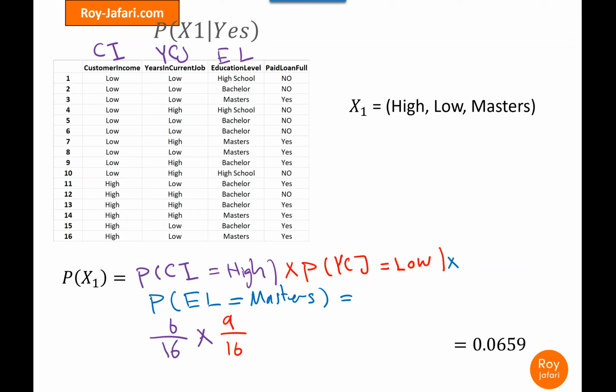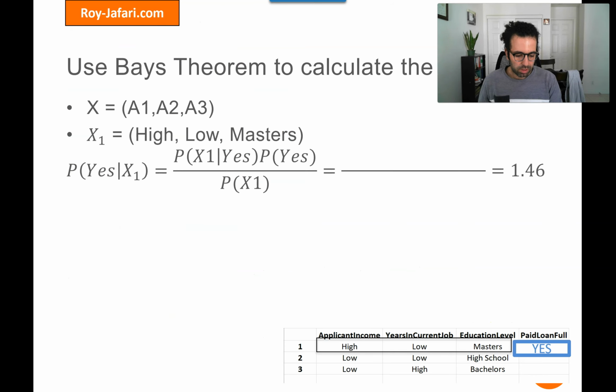And then let's calculate the blue term. Multiply by, again, we've got 16. And then let's count how many masters we have. 1, 2, 3, 4, 5. So it's 5 over 16. Right? So once you calculate this, you will get this value. So we managed to calculate all these three terms.